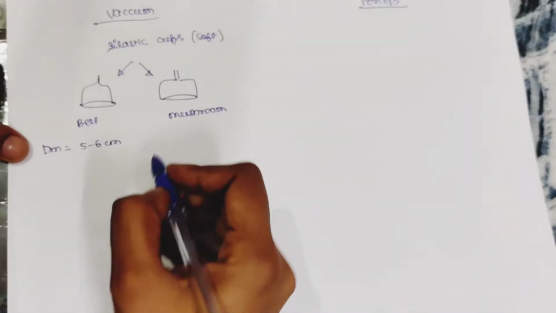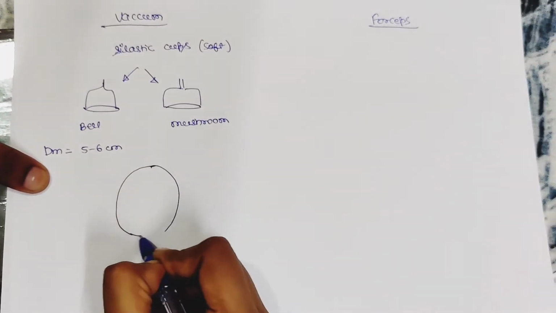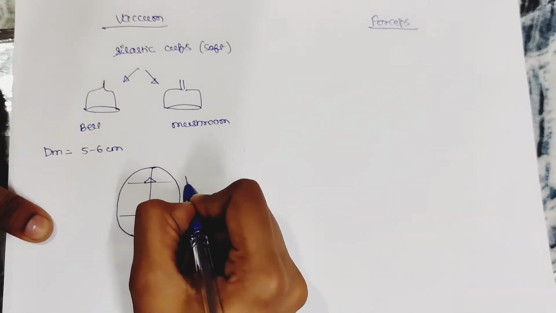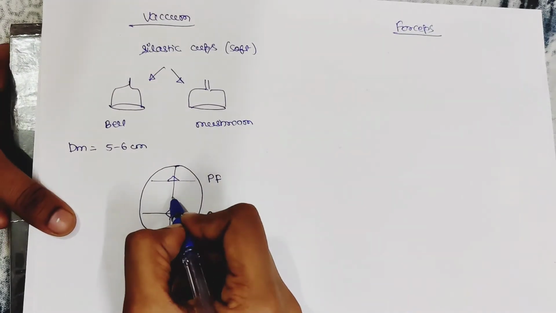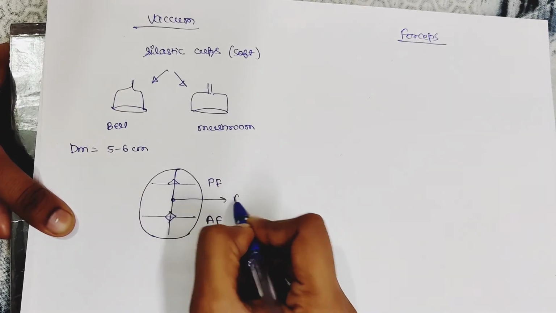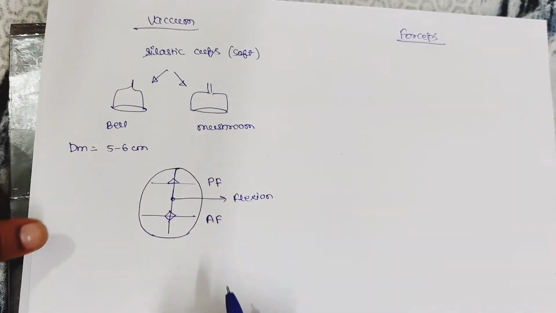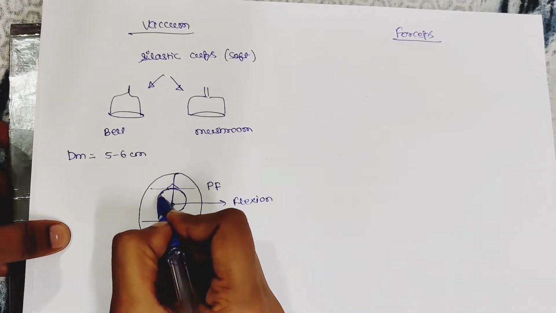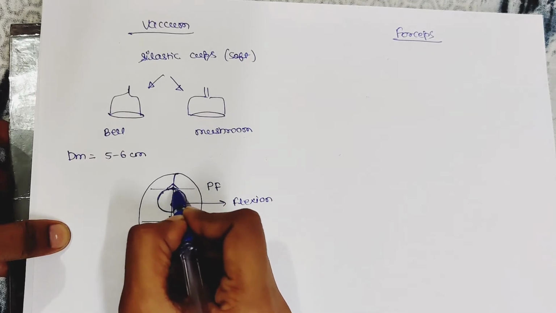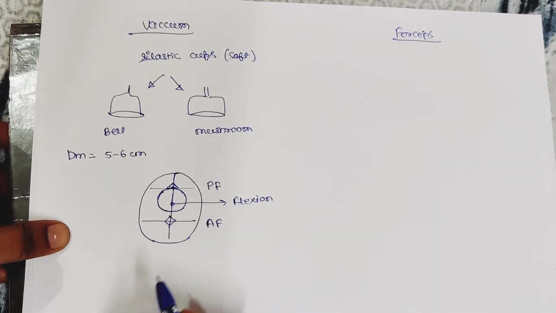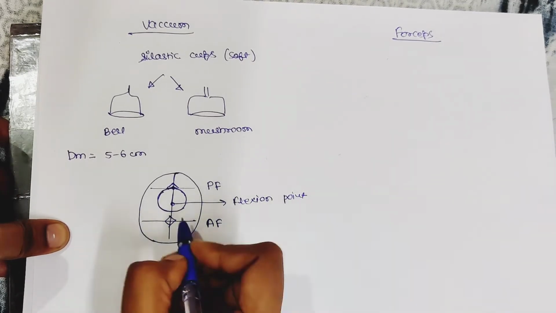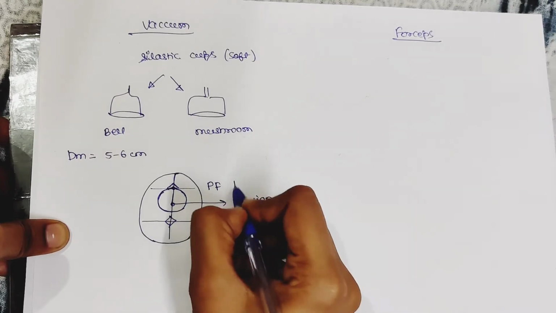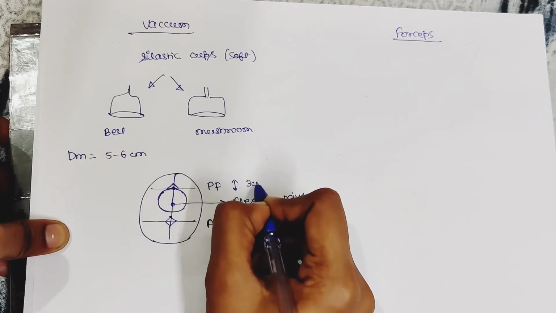Where do we apply vacuum? Suppose this is the fetal head, this is the anterior fontanelle, this is the posterior fontanelle, and there is a flexion point on the sagittal suture. This is the flexion point where the center of the cup should lie. Suppose this is the cup of the vacuum. The posterior fontanelle should touch the rim of the vacuum cup. The flexion point should lie 6 centimeter posterior to the anterior fontanelle and 3 centimeter anterior to the posterior fontanelle.